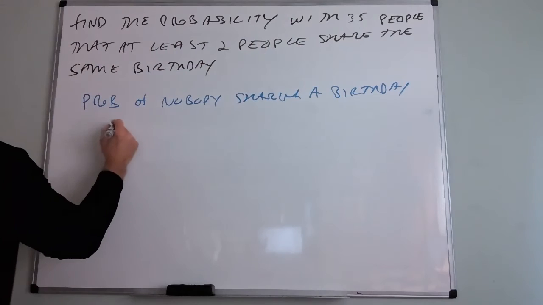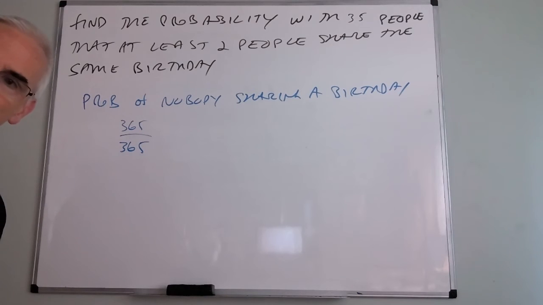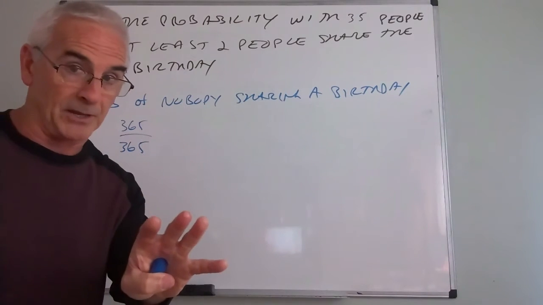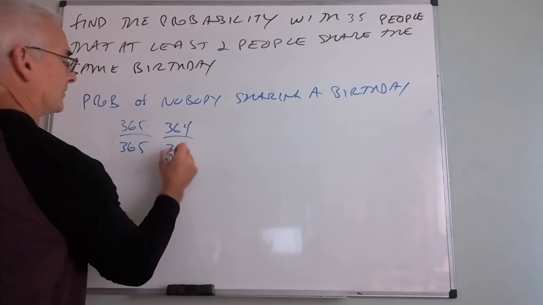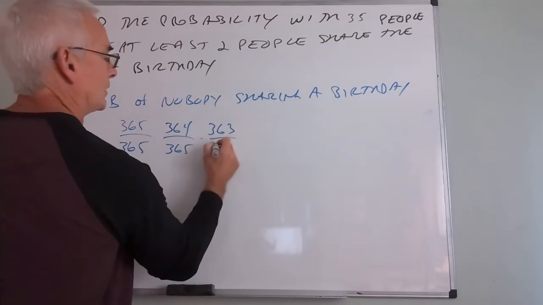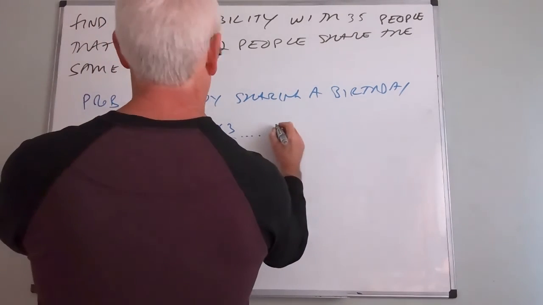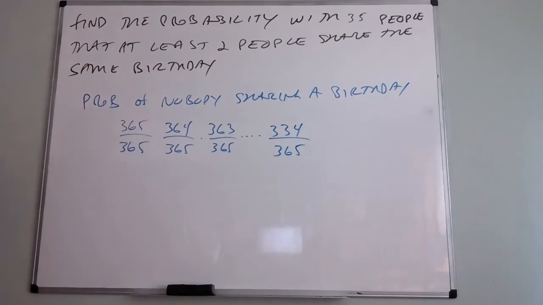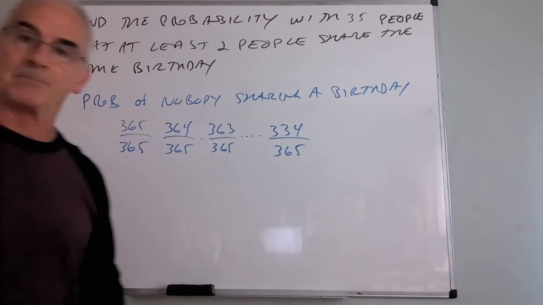So the first person is going to be 365 over 365. Of course, the first person has the same birthday as themselves. Now I grab a second person at random. Without knowing the birthday, what's the probability that they have a different birthday? That'd be 364 over 365. And then the next person, 363 over 365, and so on. How many times am I going to do this? Well, I have 35 people. So 34 people later would be 334 over 365. This is the probability now that nobody shares the same birthday.